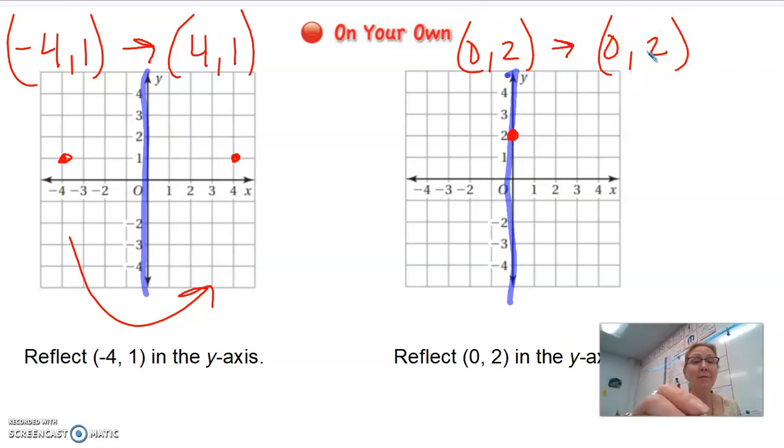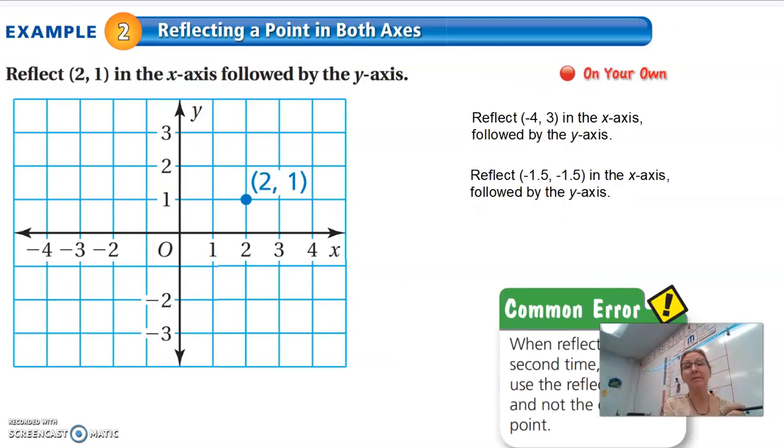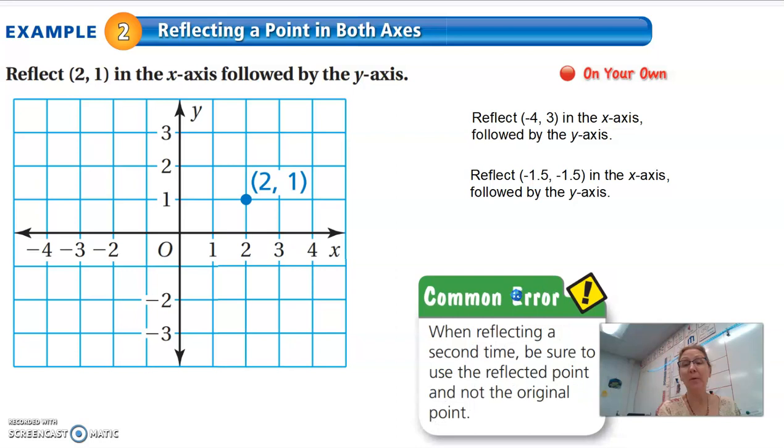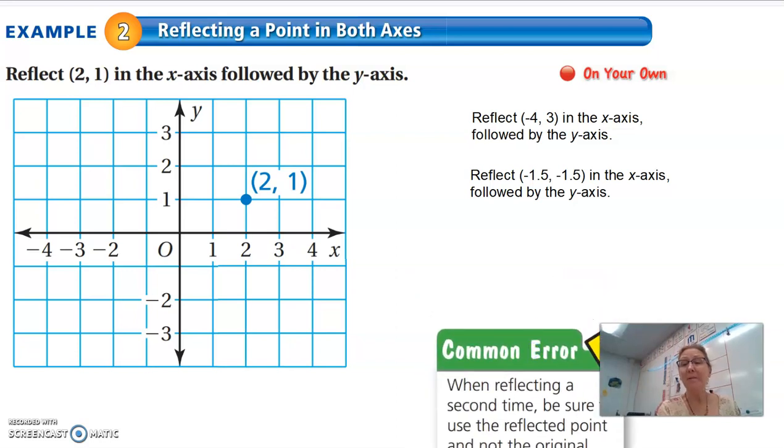Okay, so now we're going to try something tricky. We're going to reflect in both axes. We're going to take one point and reflect it twice. And this is the most common error that people make. They go back to the original point. Because the instructions say to reflect in the x followed by the y, that means I want you to go to the new point, don't go back to the old point.